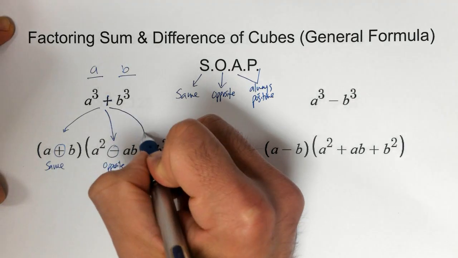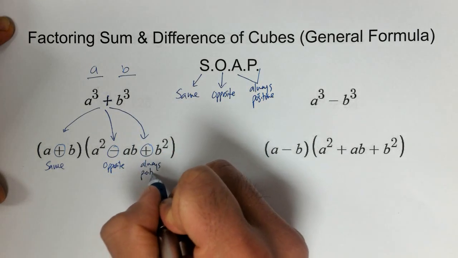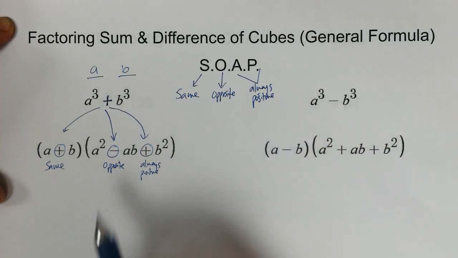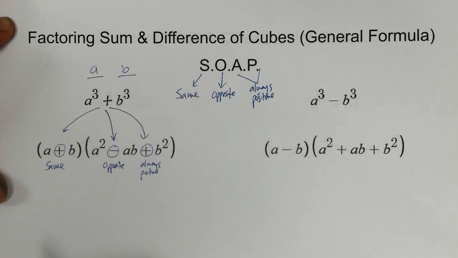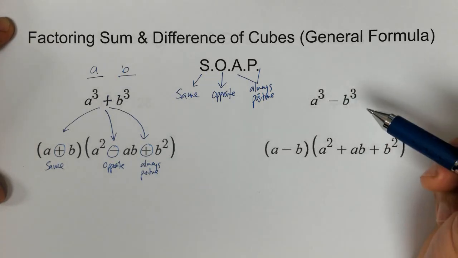And then the last sign is always positive. That's what this acronym stands for. Which signs am I working with when I'm adding or subtracting the cubes? I just need to identify these terms, right? So here we're dealing with a cubed minus b cubed.